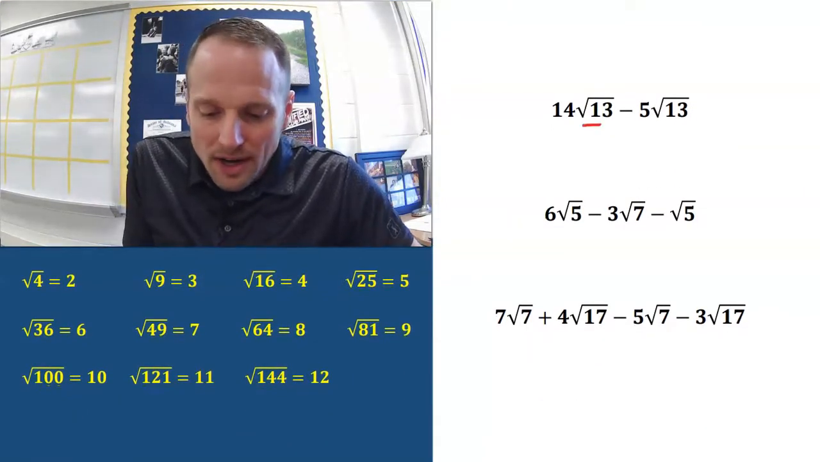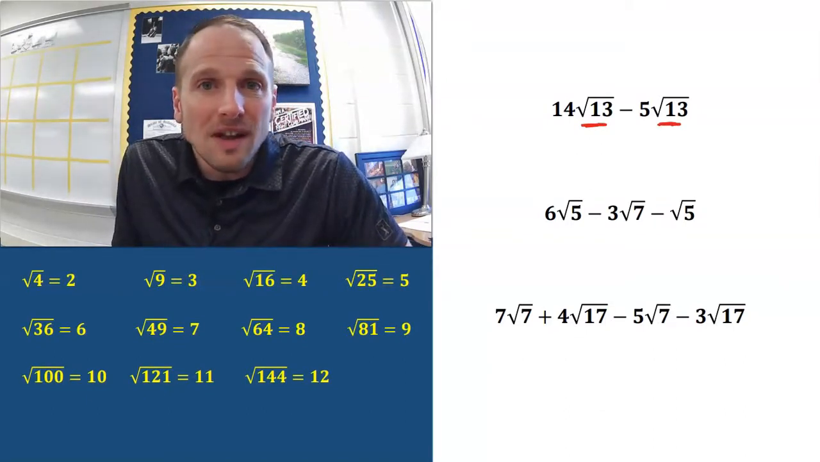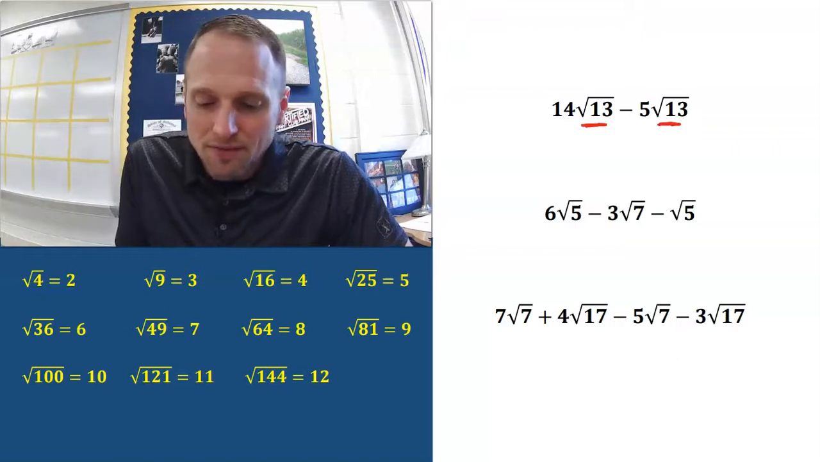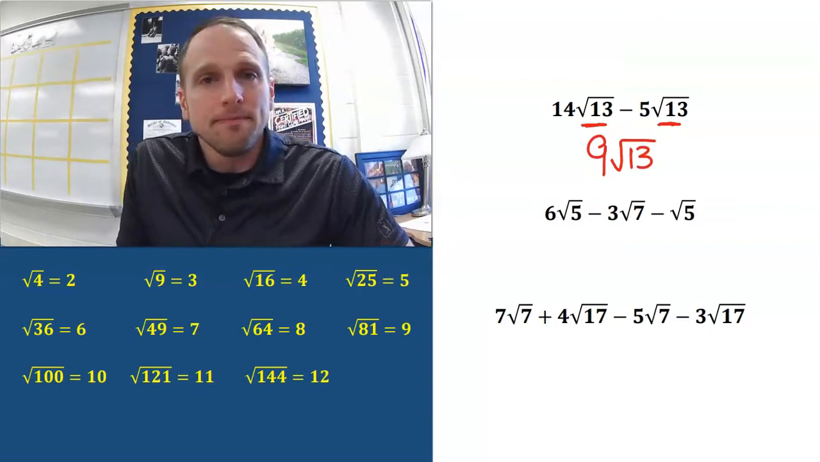Again, like terms right here, root 13s. So what's 14 minus 5? I've got 14 of them. I take away 5 of them. That's going to be 9 of them. That's just 9 root 13.